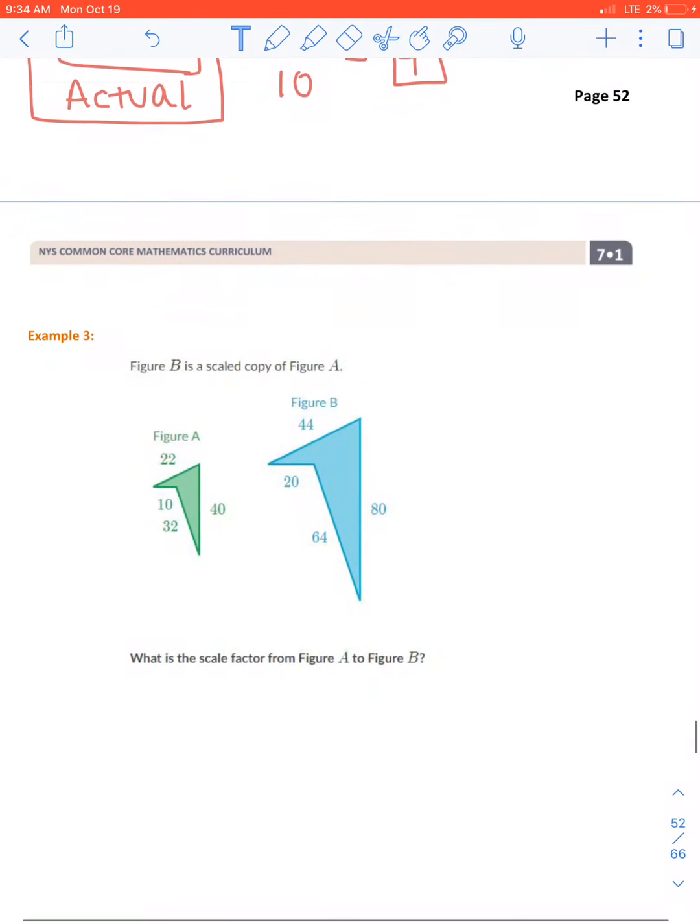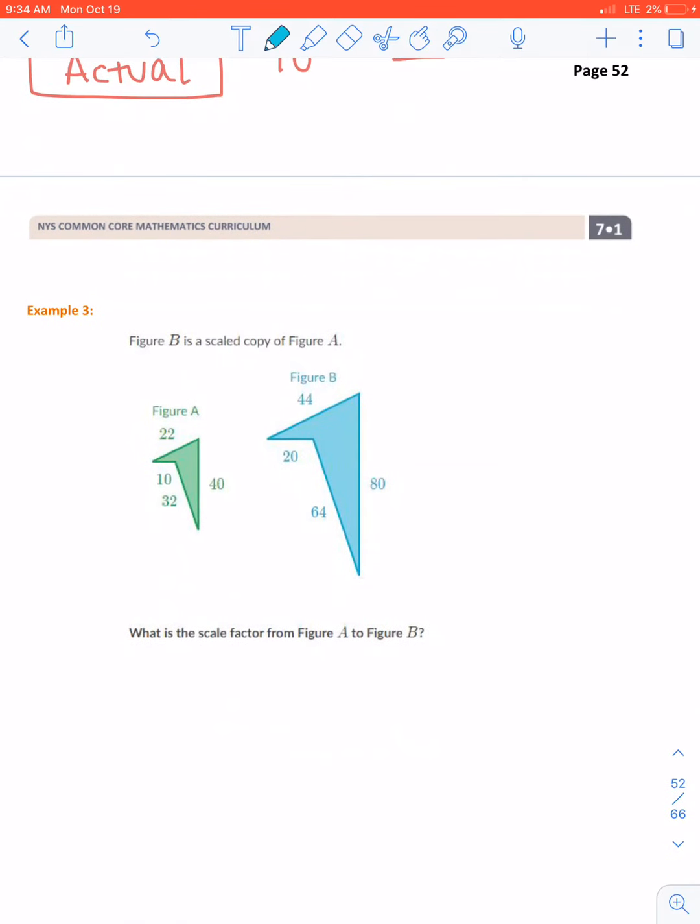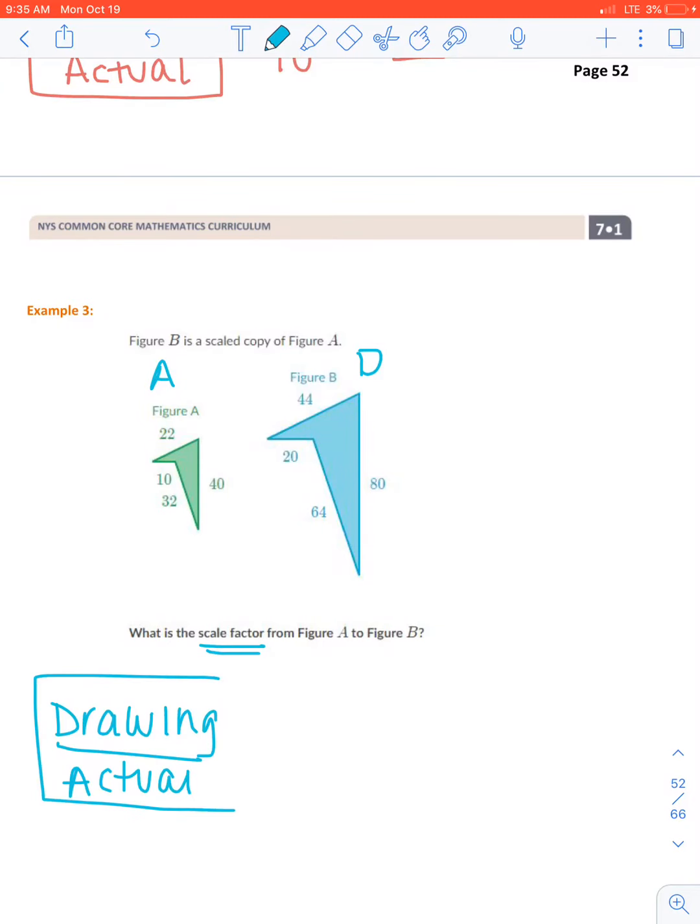All right, example 3. Again, figure B is your drawing, and it says the actual object is figure A. And they want to know what is the scale factor. So we're doing drawing over actual. All right, so we're going to pick a side. It doesn't matter which side as long as it's corresponding. So I'm going to do the top again. That seems to be the easiest.